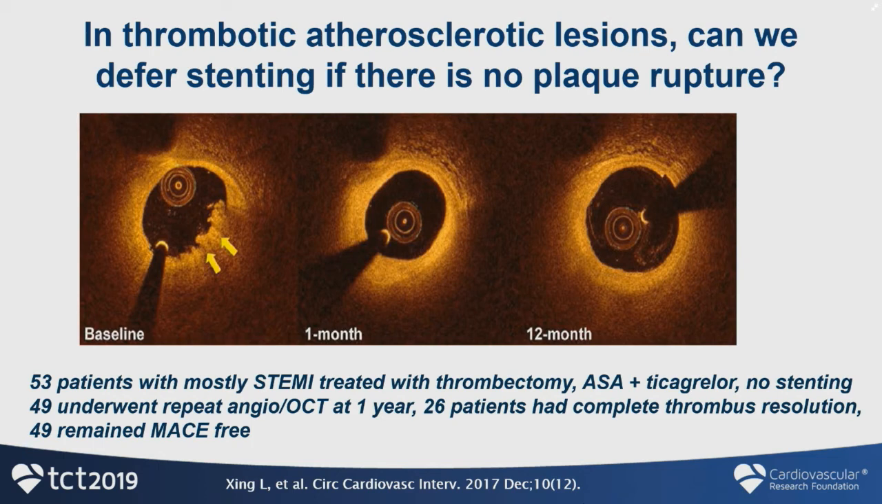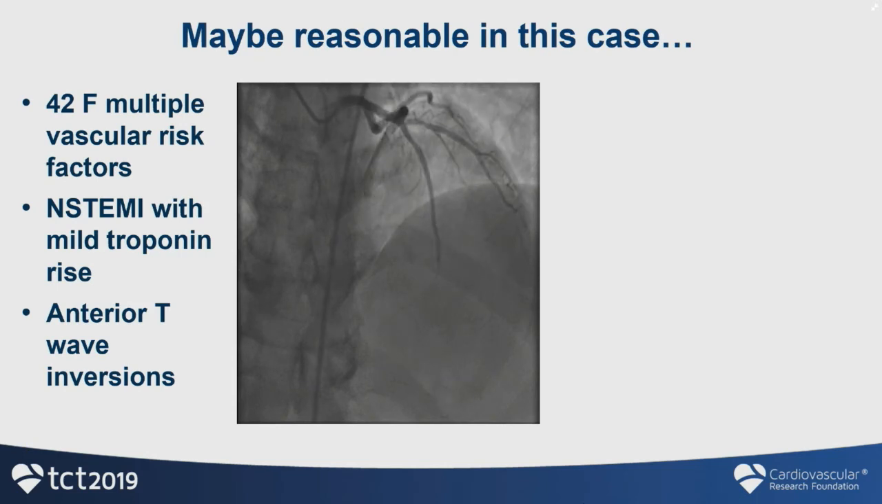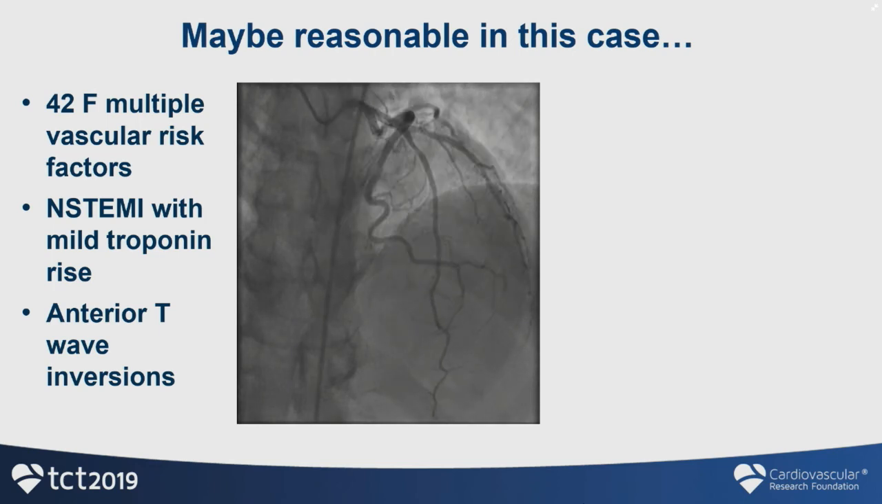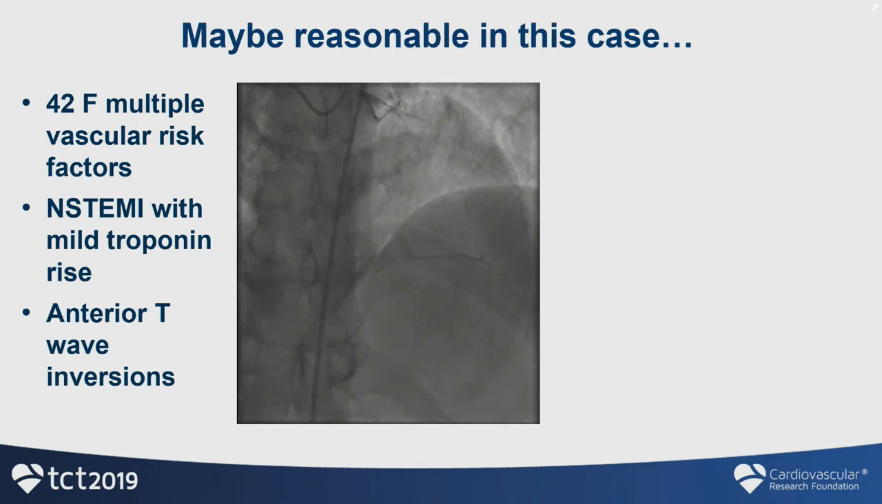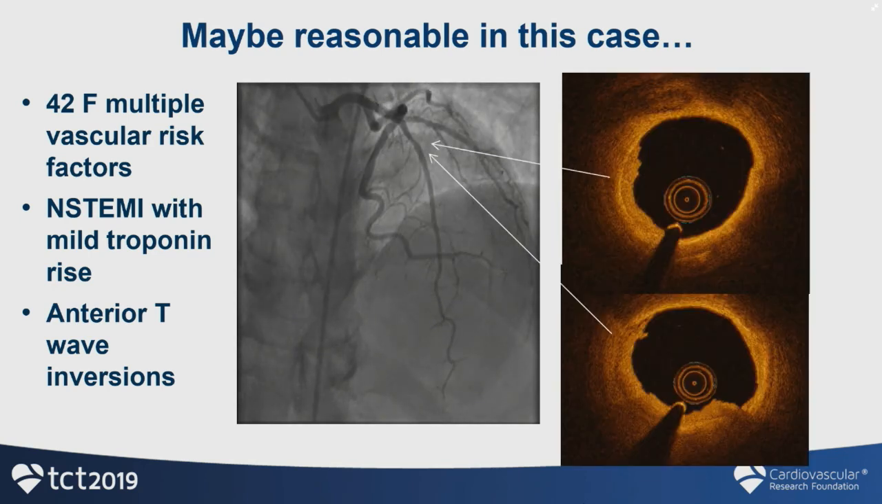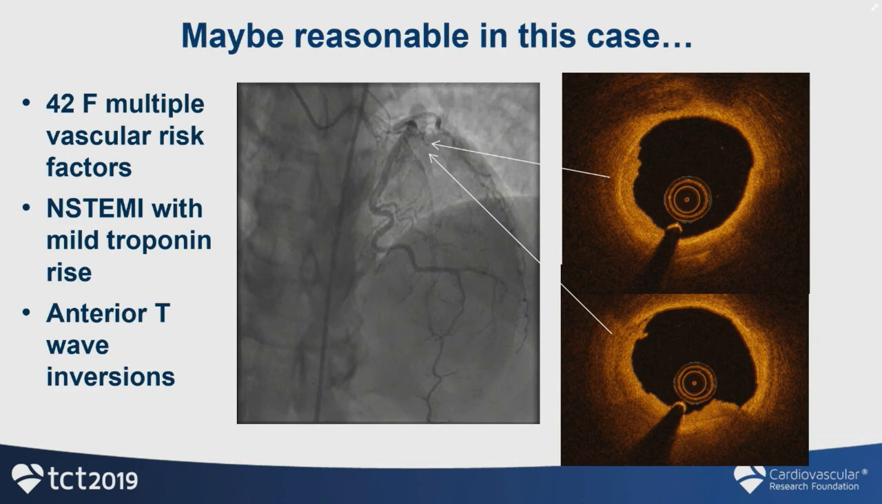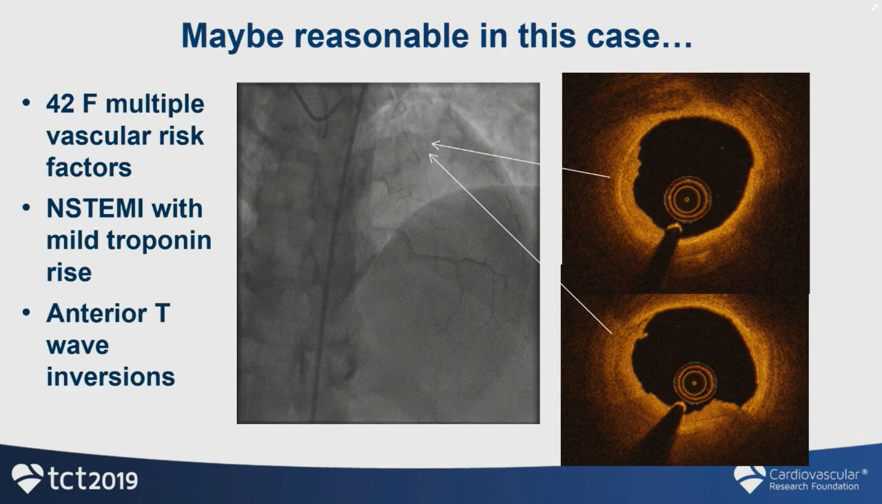I suppose against the gold standard of stenting in ACS, true ACS, this strategy will need to be subjected to randomized trials. In the meantime, I think it's reasonable to use clinical judgment. Conservative management of coronary erosion may be appropriate in a patient such as this. This is a 42-year-old patient with vascular risk factors, non-STEMI. You can see the mild to moderate lesion in the proximal LAD. The OCT in this case confirms a non-flow limiting erosion with relatively modest thrombus burden, and she was treated conservatively in our center without stenting.